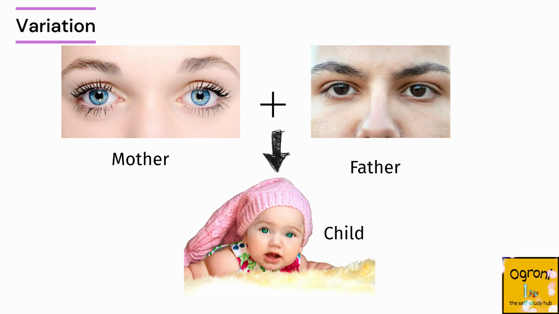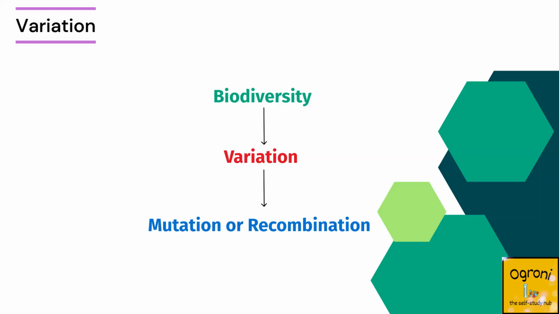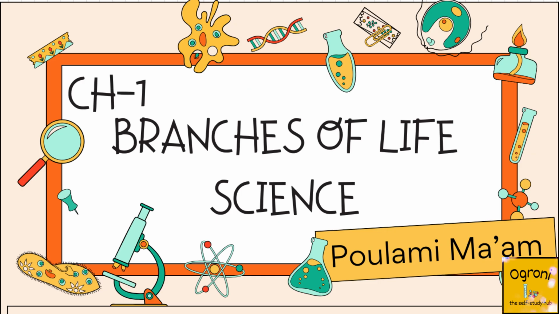This is a variation. So, we have seen that biodiversity is due to variation, and variation takes place due to mutation or recombination. In our next video, you are going to learn about different branches of life science.